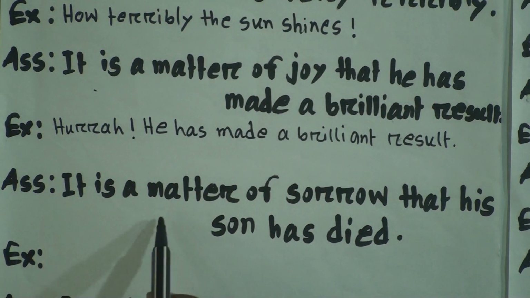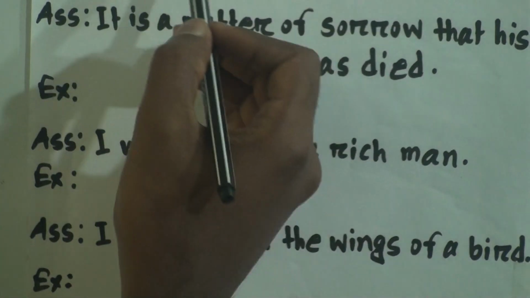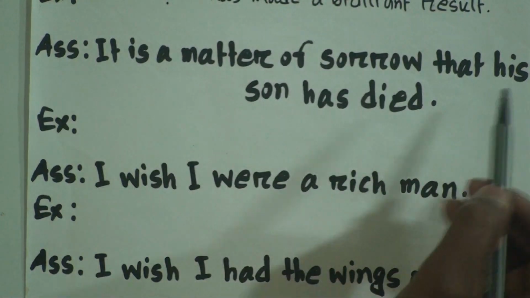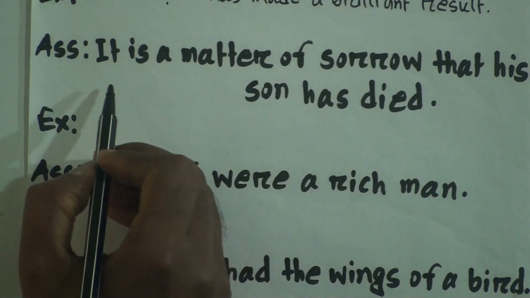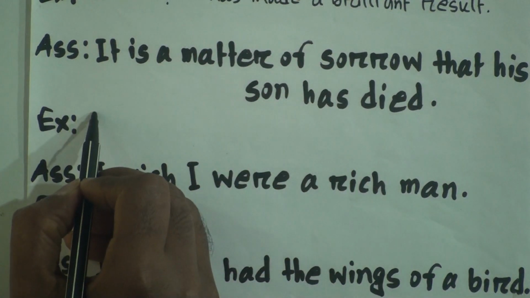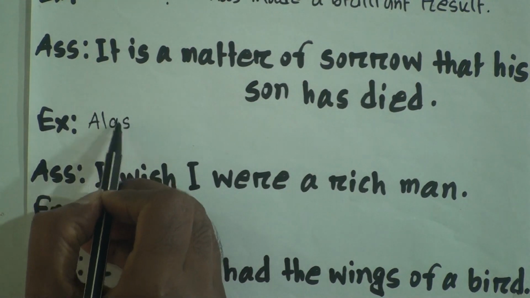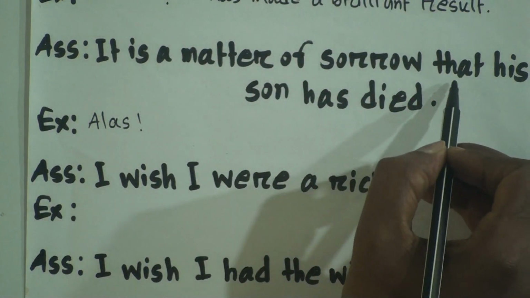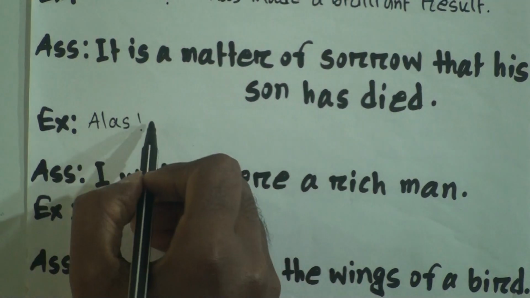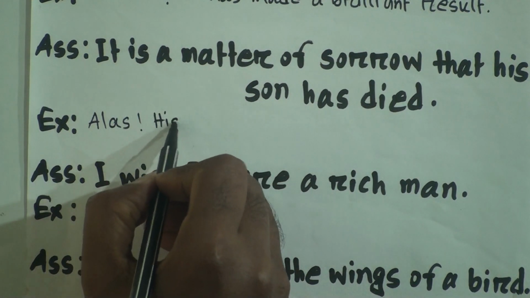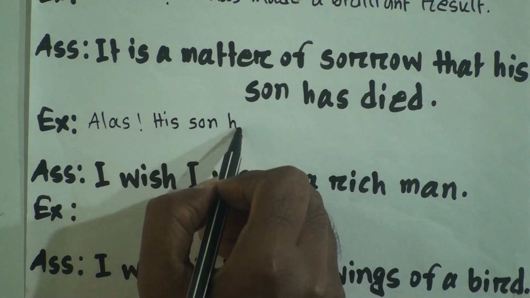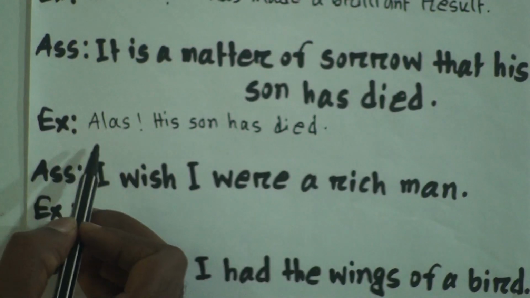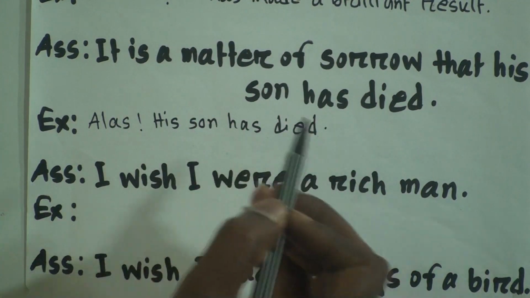Next, it is a matter of sorrow. The previous one was it is a matter of joy. Here, it is a matter of sorrow that his son has died. Whenever it is a matter of sorrow or sad news, we will use alas, then the exclamatory sign. Then after that, his son has died. Very easy. So I am telling again, alas, then exclamatory sign, his son has died.